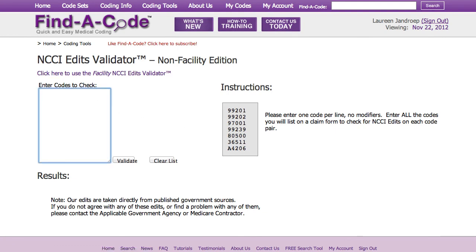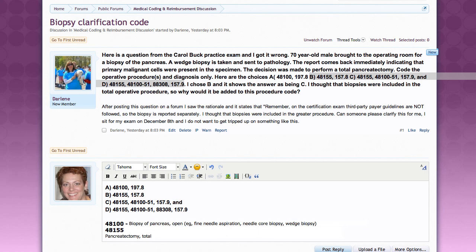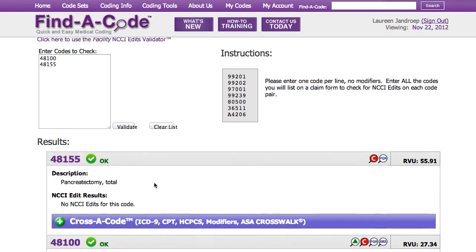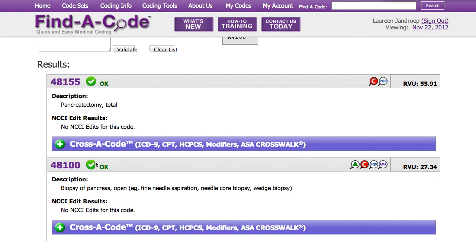And I'm going to enter my two codes in, 48100 and 48155. They each go on their own line, and then I click validate. What you're given here is an OK for both of them. If the biopsy was bundled into the total pancreatectomy per CCI edits, we would have gotten an indication here that it's bundled. Therefore, we can go ahead and code both.